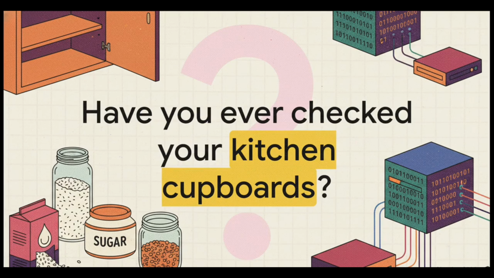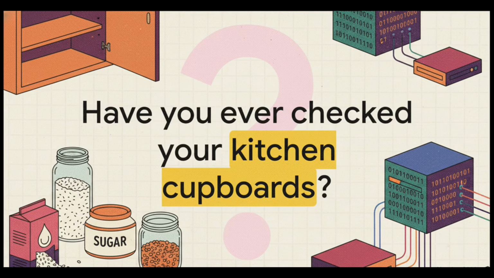So picture this. Have you ever actually looked inside your kitchen cupboards and really thought about how things are organized in there? Imagine if you just threw all your groceries, your rice, your sugar, your lentils, your milk, straight into one giant pile on the floor. It would be an absolute disaster, right? When you want to cook, you need specific ingredients and you need to know exactly where to find them. That's why we use storage boxes and jars and containers.